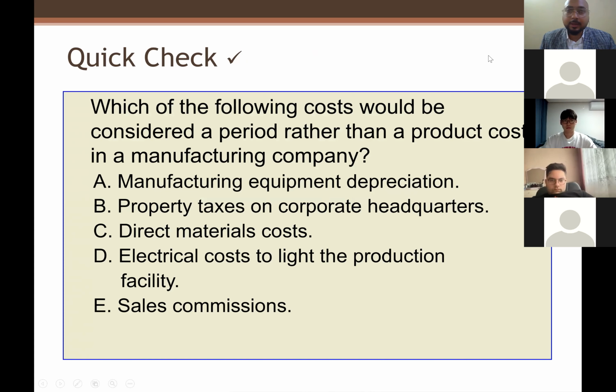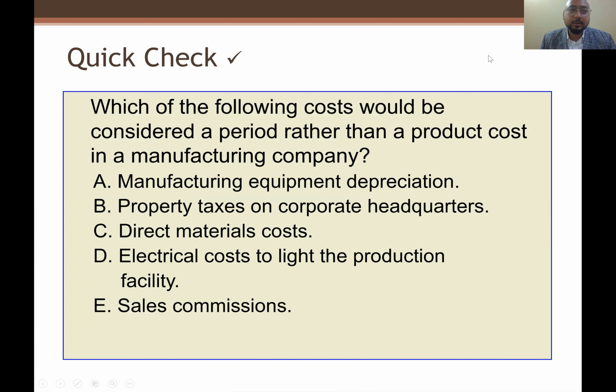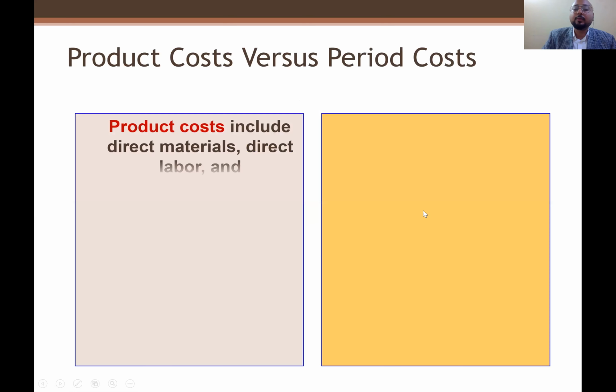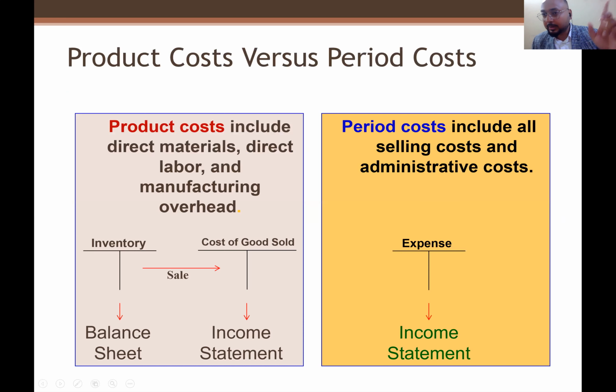So I'd like you to read. Those who are watching our online lecture, please pause the video and read it, and then we discuss it. Which of the following costs will be considered a period rather than a product cost in a manufacturing company? Then we go back to that question. Product cost includes direct material, direct labor, and manufacturing overhead.